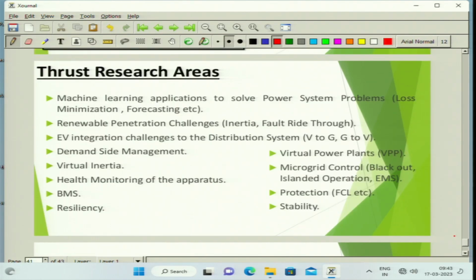So I have helped you understand how we can implement this in RTDS and carry out multiple research works. Research objectives can be met by just implementing the model and executing it in RTDS. Other key thrust areas that can be implemented and executed in RTDS include machine learning applications to solve power system problems, such as loss minimization, forecasting, etc. In this same work we have not used artificial intelligence, so we can make it more optimum.